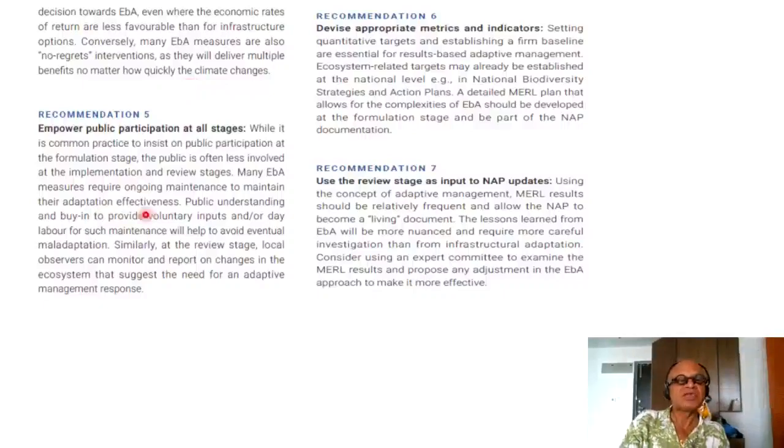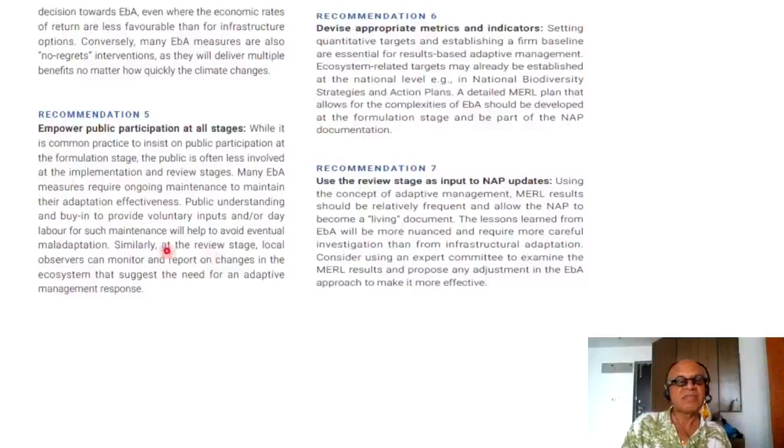Okay. Recommendation 5, empower public participation at all stages. While it is common practice to insist on public participation at the formulation stage, the public is often less involved at the implementation and review stage. Many EBA measures require ongoing maintenance to maintain their adaptation effectiveness, like an ecosystem for water filter. If it degrades and is not filtering the water as much as you want, then it needs to be maintained and made sure it functions as it is supposed to.